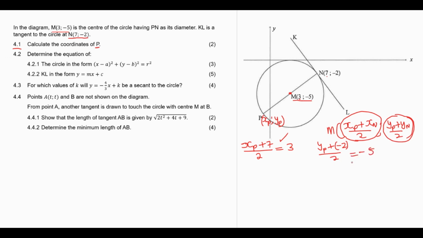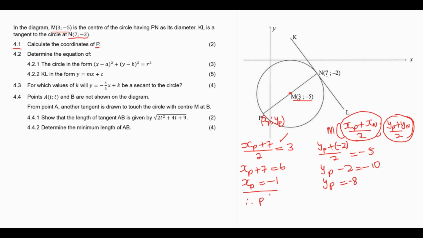must give us -5. Right here we can multiply both sides by 2, and then we get x at P plus 7 is equal to 6. We subtract 7 from both sides of the equation, then x at P is equal to -1. And then here we multiply by 2 on both sides of the equation: y at P minus 2, because plus -2 is minus 2, is equal to -10. And then we add 2 on both sides of the equation, y at P is equal to -8.